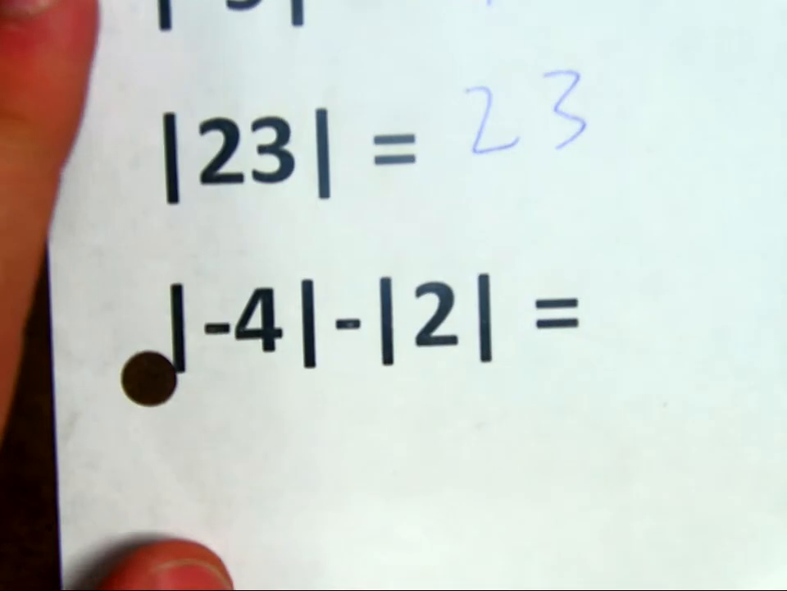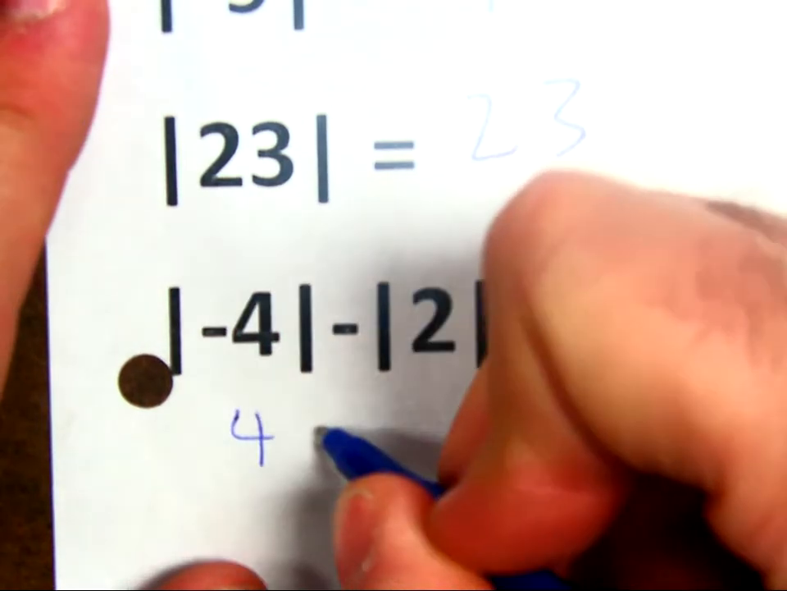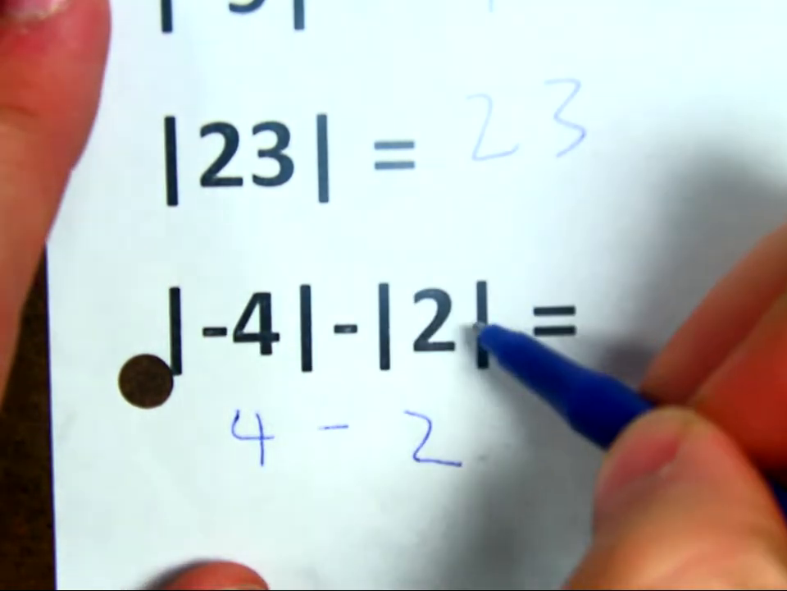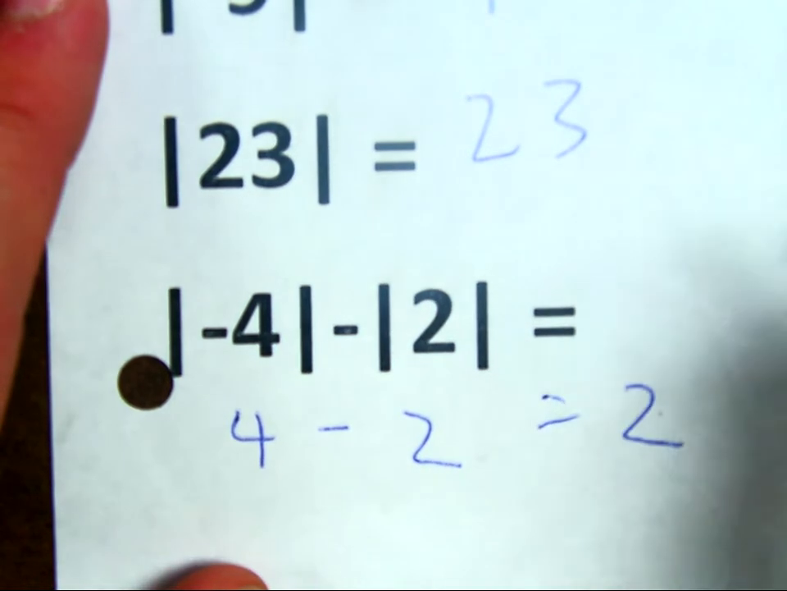So the absolute value of negative 4 minus the absolute value of 2, this will become 4 minus 2, because the absolute value of negative 4 is 4. The absolute value of 2 is just 2. 4 minus 2 equals 2.